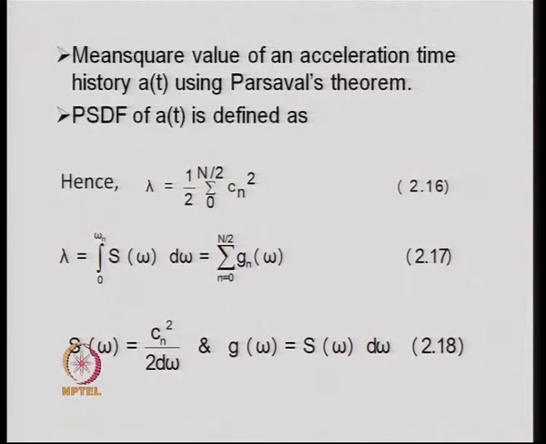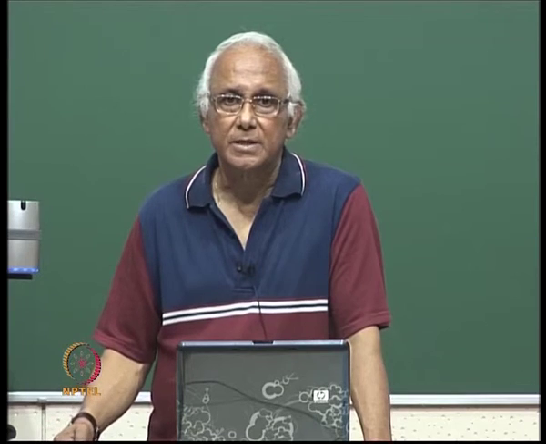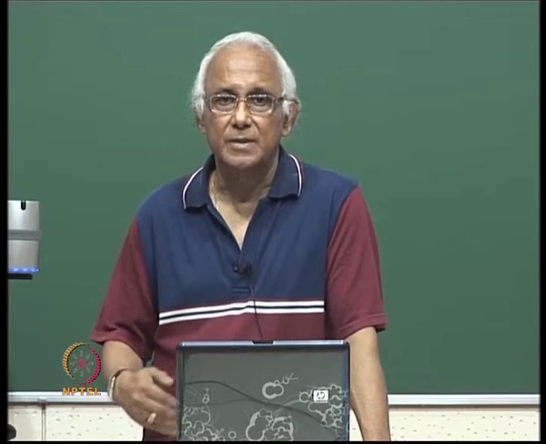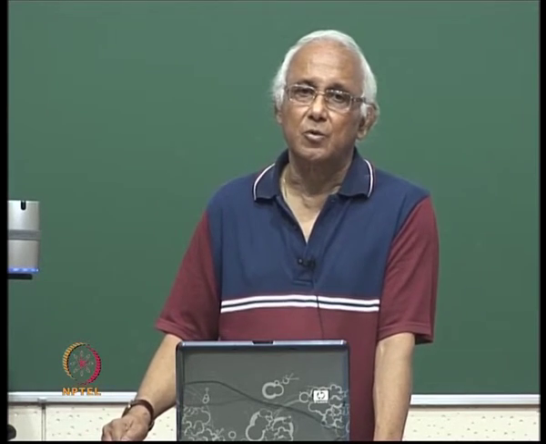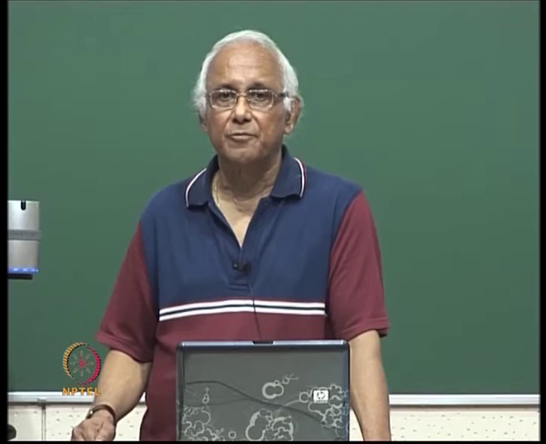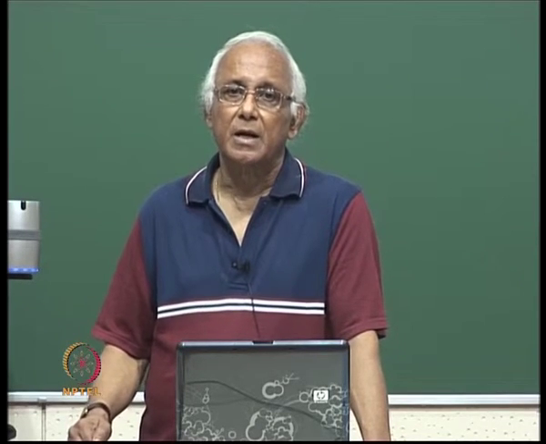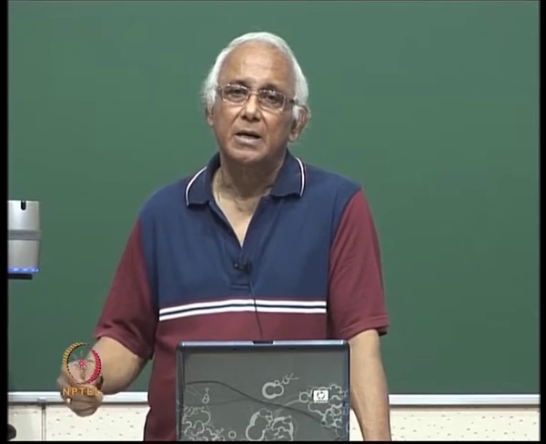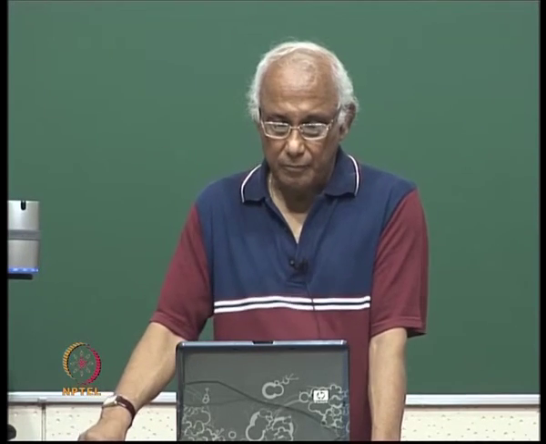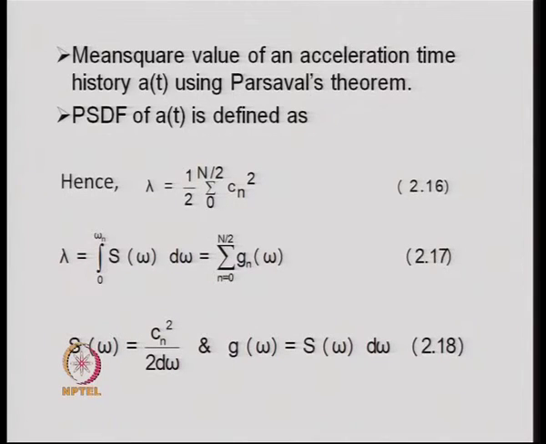So, these are the constants that you had seen in the Fourier series. Parseval's theorem says the mean square value of the time history is equal to half of the sum of all a_n squares and b_n squares, plus the a_0 square. Now, this can be shown to be obtained with the help of the FFT algorithm in this fashion.